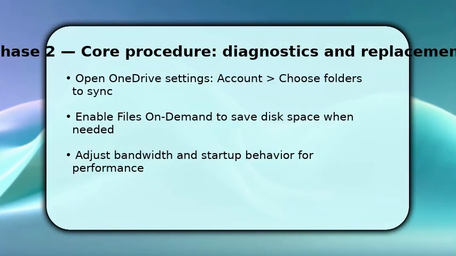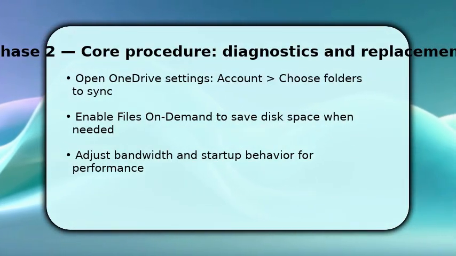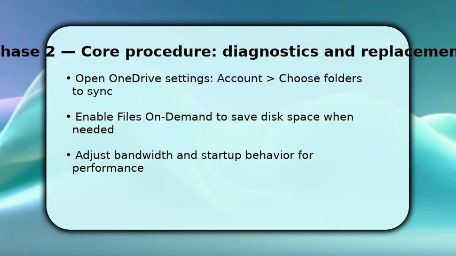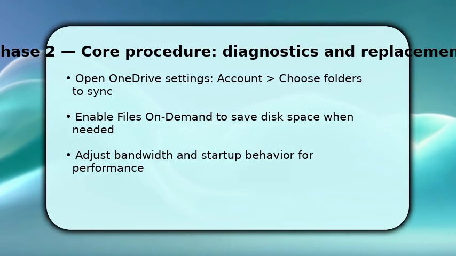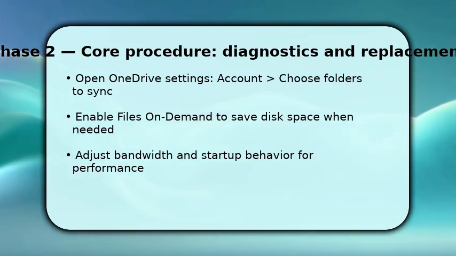Next, configure selective sync so only needed folders copy to your laptop. Open OneDrive settings, go to Account, and pick Folders. Enable Files on Demand to see placeholders. This saves local disk space while keeping files available.